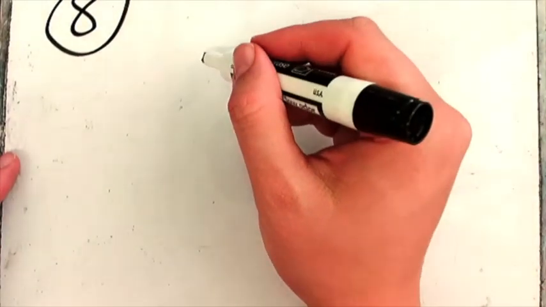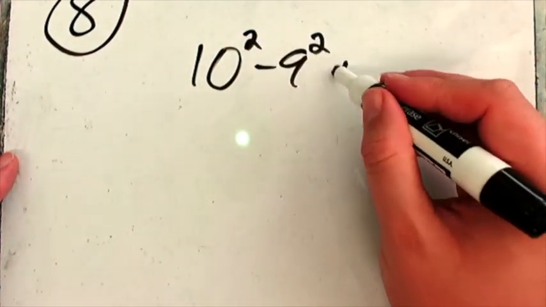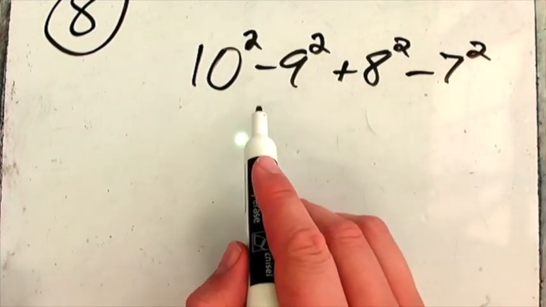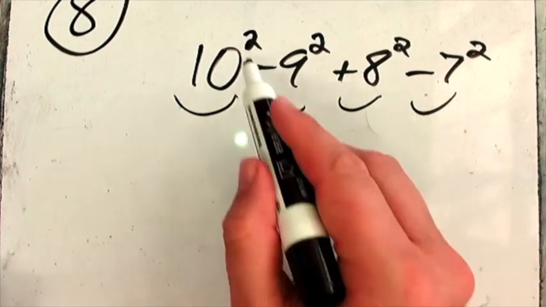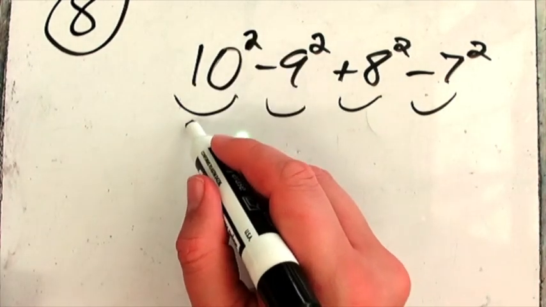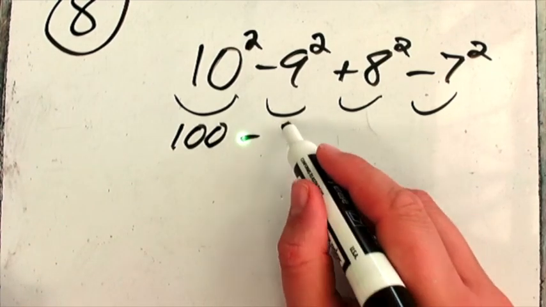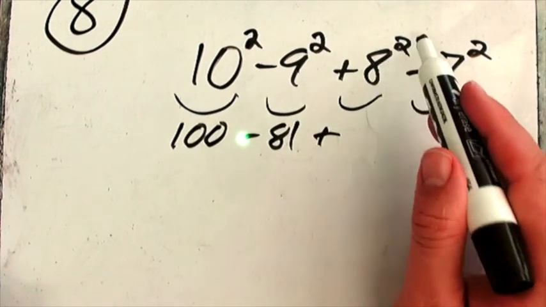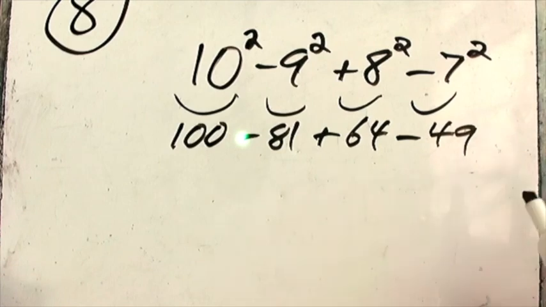So we're going to start with questions that are like 10 squared minus 9 squared plus 8 squared minus 7 squared. Well, how do I do this? Because these are chunked, there's a chunk here, here, here, and here. I just solve each one of them. 10 squared, I can do it on my calculator, but I can also do it in my head as 100. 100 minus 81, 9 squared, plus 8 squared is 64, minus 7 squared is 49.